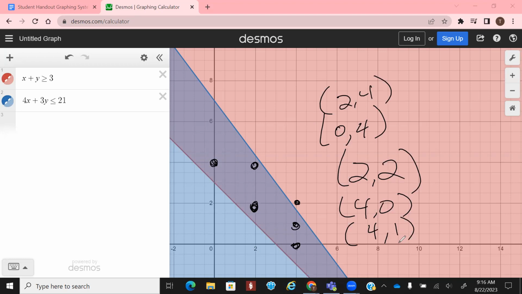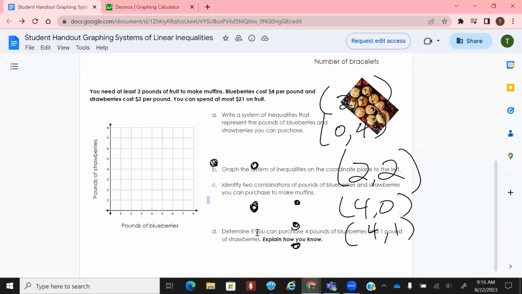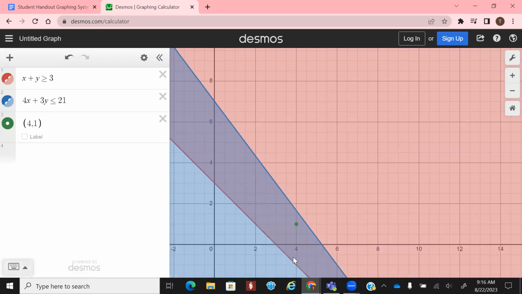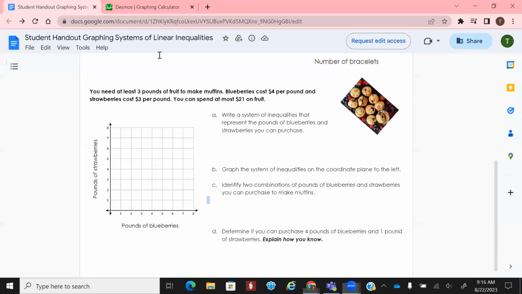That makes sense? You need where they overlap. Okay. A lot of y'all put not where they overlap. Now, determine if you can purchase 4 pounds of blueberries and 1 pound of strawberries. So if I come in here and I say 4 pounds of blueberries and 1 pound of strawberries, does that point lie inside of this region? Yes. So could that work? Yes. So coming in here, yes, it would work because it falls in the shaded region.